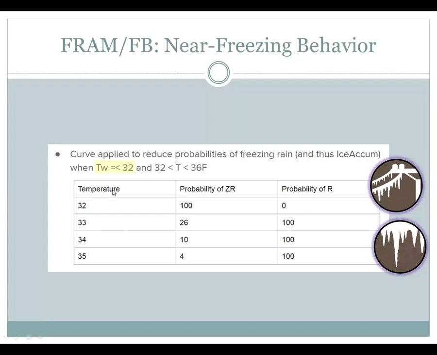As we warm temperature but keep our wet bulb temperature at 32 or less, and our temperature is now 33, our probability of freezing rain starts to diminish rapidly. We have a 26% probability of freezing rain with a 100% probability of rain. And then by 34 degrees, the probability of freezing rain is quite low at 10%. So really, we're just going to be accumulating ice at 33 degrees for a temperature, and when our wet bulb temperature is at or below 32 Fahrenheit.